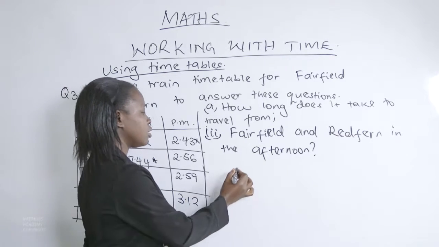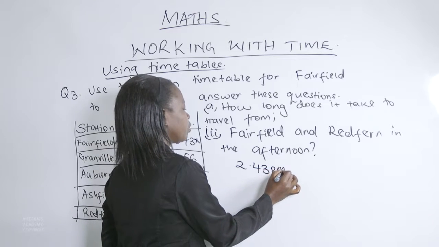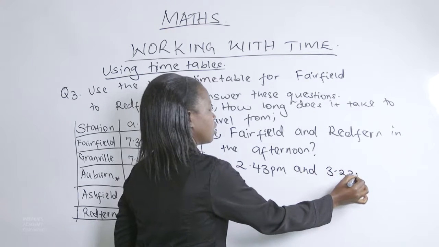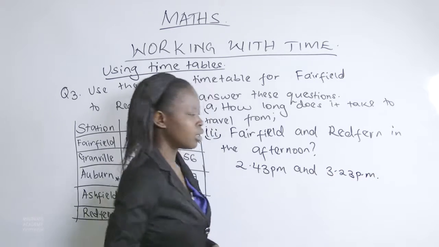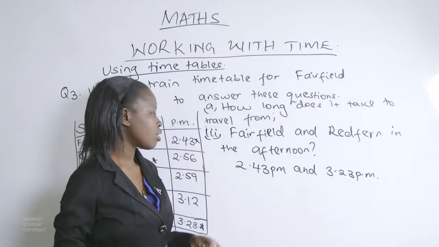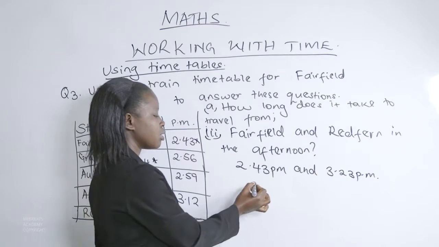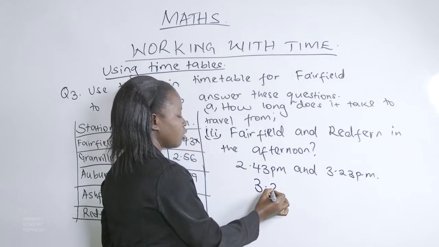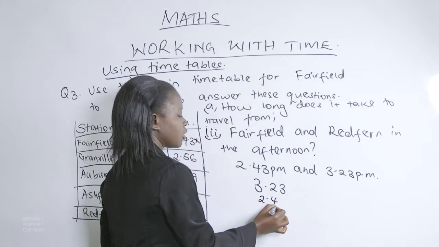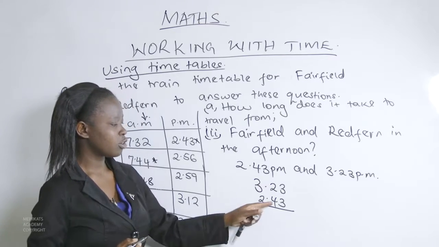We need to get the difference between 2:43 p.m. and 3:23 p.m. So what is the difference between the two of them? 3:23 p.m. is ahead of 2:43 p.m. So this means we get the difference by subtracting 3:23 p.m. minus 2:43 p.m. 23 minutes are less than 43 minutes.